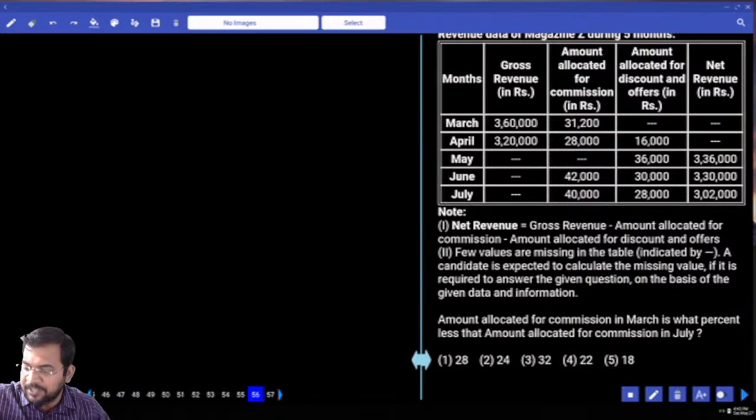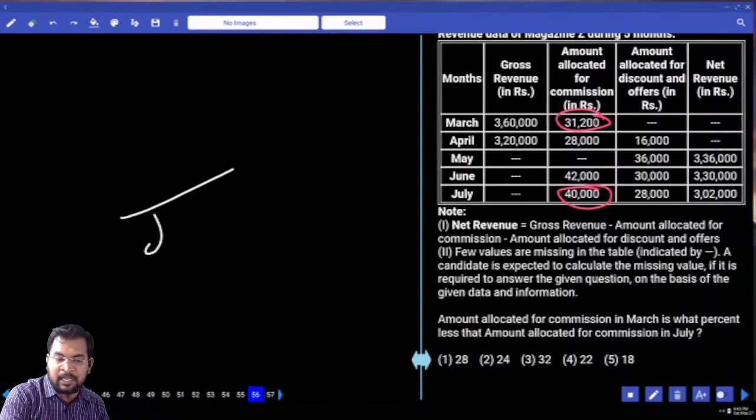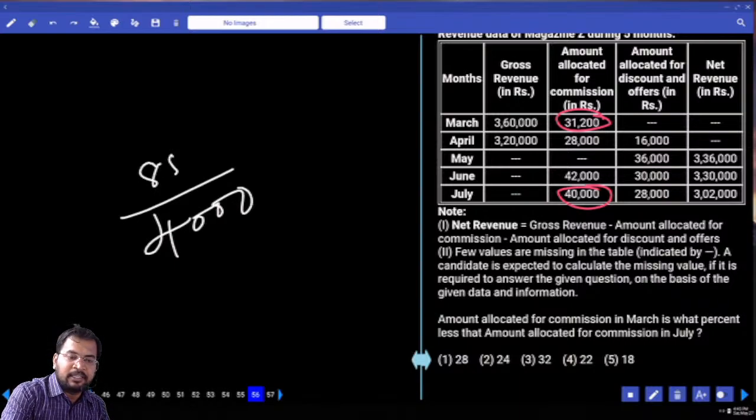Amount allocated for commission in March is what percentage less than the amount allocated for commission in July? Amount allocated for commission in March is 31,200. Amount allocated for commission in July is 40,000. Compared with 40,000, 31,200 is how much less? 8,800 less. Are you clear?